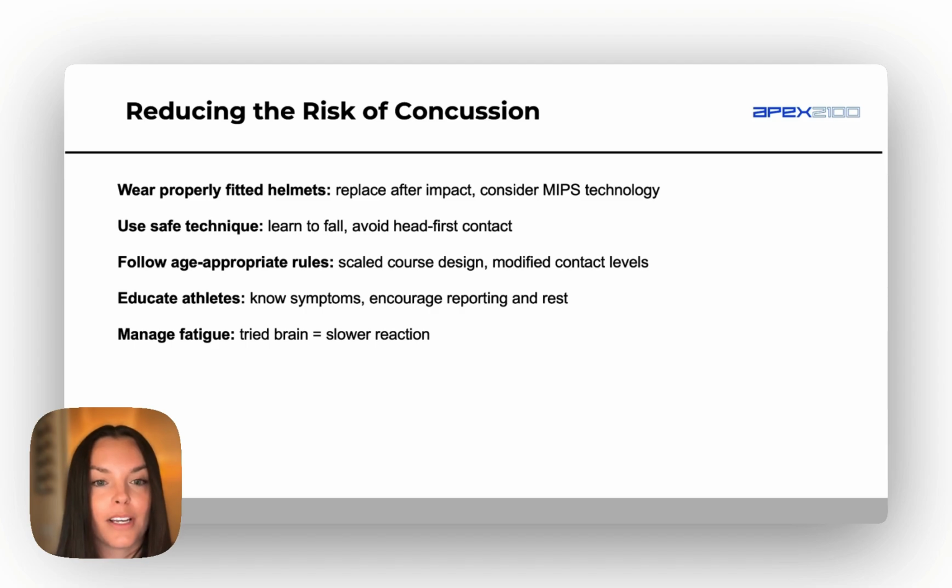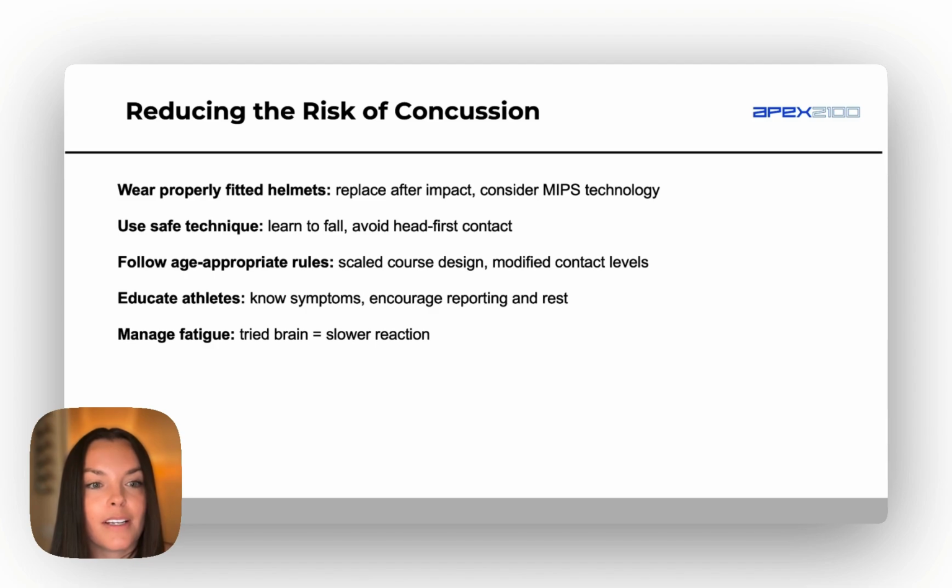But you might want to use a helmet that has the MIPS technology, which can help with the sort of rotational forces on the brain. And when we have a concussion that involves some rotation of the head, that's a more serious concussion because it affects the brainstem, and that's often when people lose consciousness.